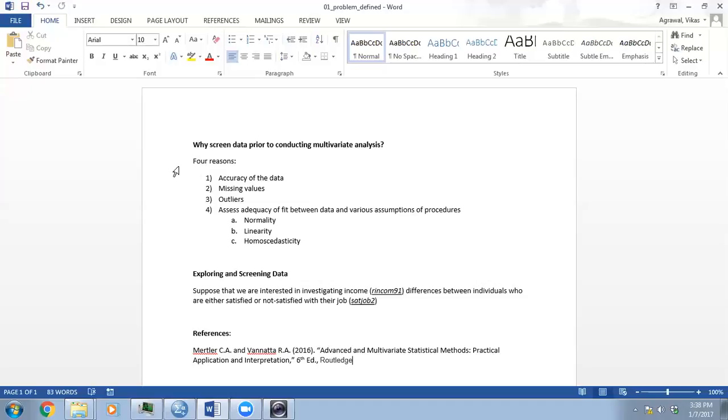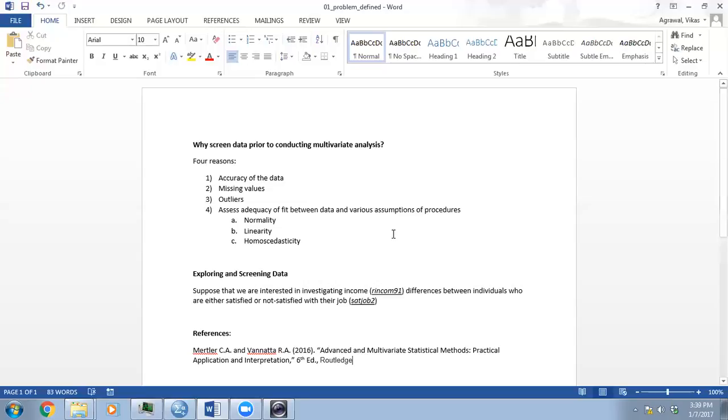Then the fourth one is to assess the adequacy of fit between the data and various assumptions of the procedures. So we always assume normality, linearity, and homoscedasticity. So we need to make sure that our data is both univariate and multivariate normal and linear and homoscedastic, or that the assumption of homogeneity of variance is satisfied. So with this brief introduction, let's get to the example.